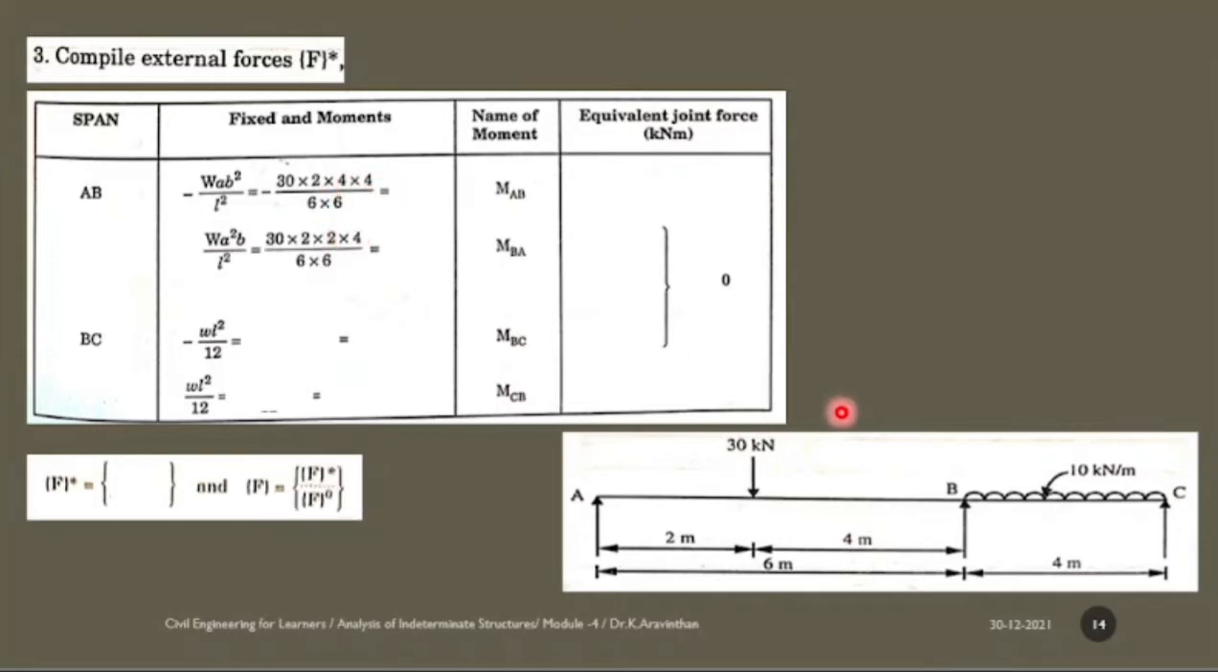And for span B to A it will be 30 into 2 into 2 into 4, A square B by L square. The same way, WL square by 8 is 10 into 4 square divided by 12, and 10 into 4 square by 12. So you will be getting the answer of minus 26.67.